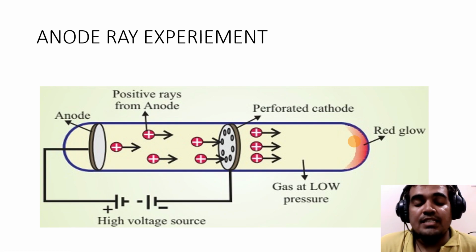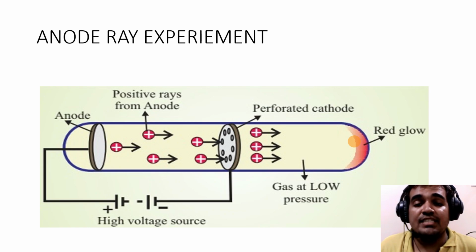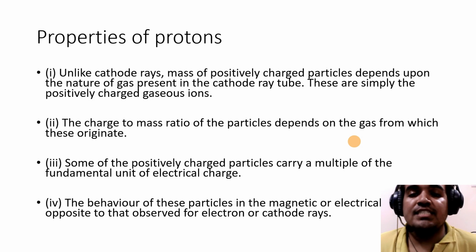Now, since this stream of positive ions travels in the opposite direction to that of the cathode rays, this stream is known as anode rays. Now we shall see certain properties related to protons. Unlike cathode rays, the mass of positively charged particles depends on the nature of gas present in the cathode ray tube. These are simply the positively charged gaseous ions.